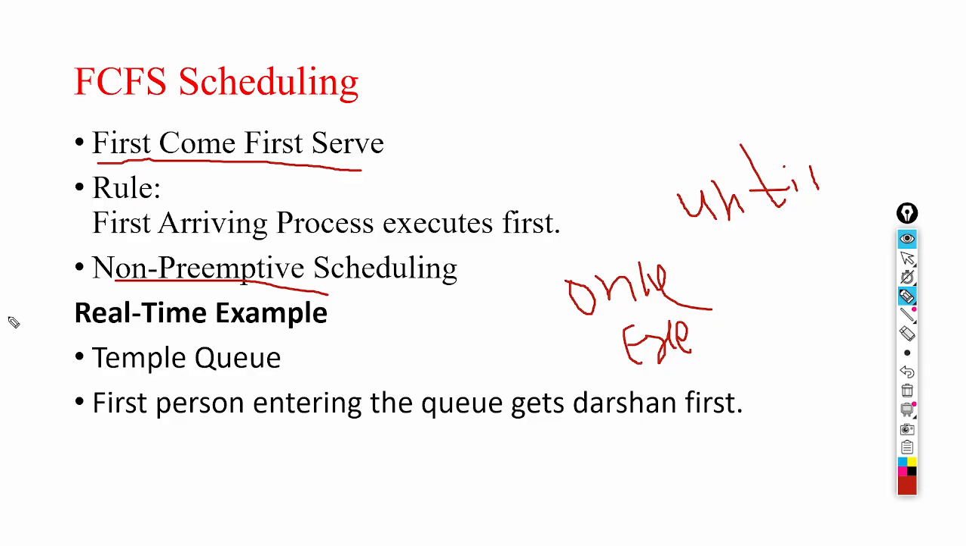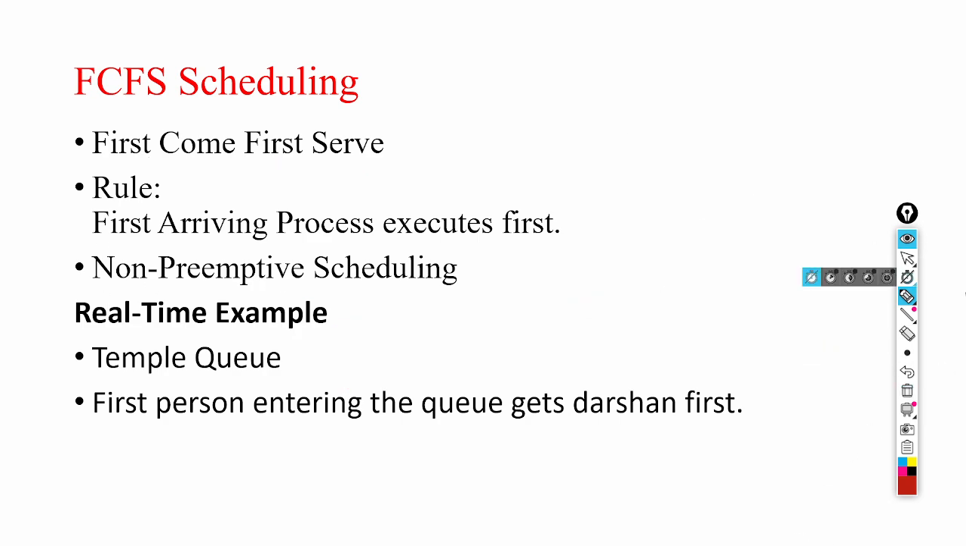So which principle does first come first serve follow? It follows the FIFO principle, which we already discussed in data structures: first in, first out. We'll give a real-time example: a temple queue, ticket counter queue, or bank queue. In a temple, the first person entering the queue gets the darshan first. That is nothing but first come, first serve.